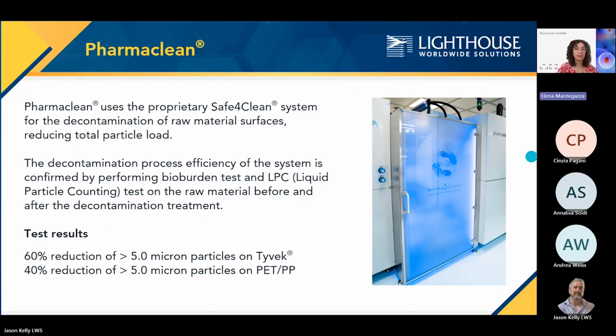Of course, we have tested the efficiency of this system, and to do that, we have performed a bioburden test and liquid particle counting test on the raw materials, so on the Tyvek and the PET-PP, before and after the decontamination treatment itself. And here below, I've reported some test results that we obtained. So, for example, considering particles greater than 5 micrometer, we have a reduction up to the 60% on Tyvek and 40% on PET-PP. After this process, we start producing the final products in Tyvek.